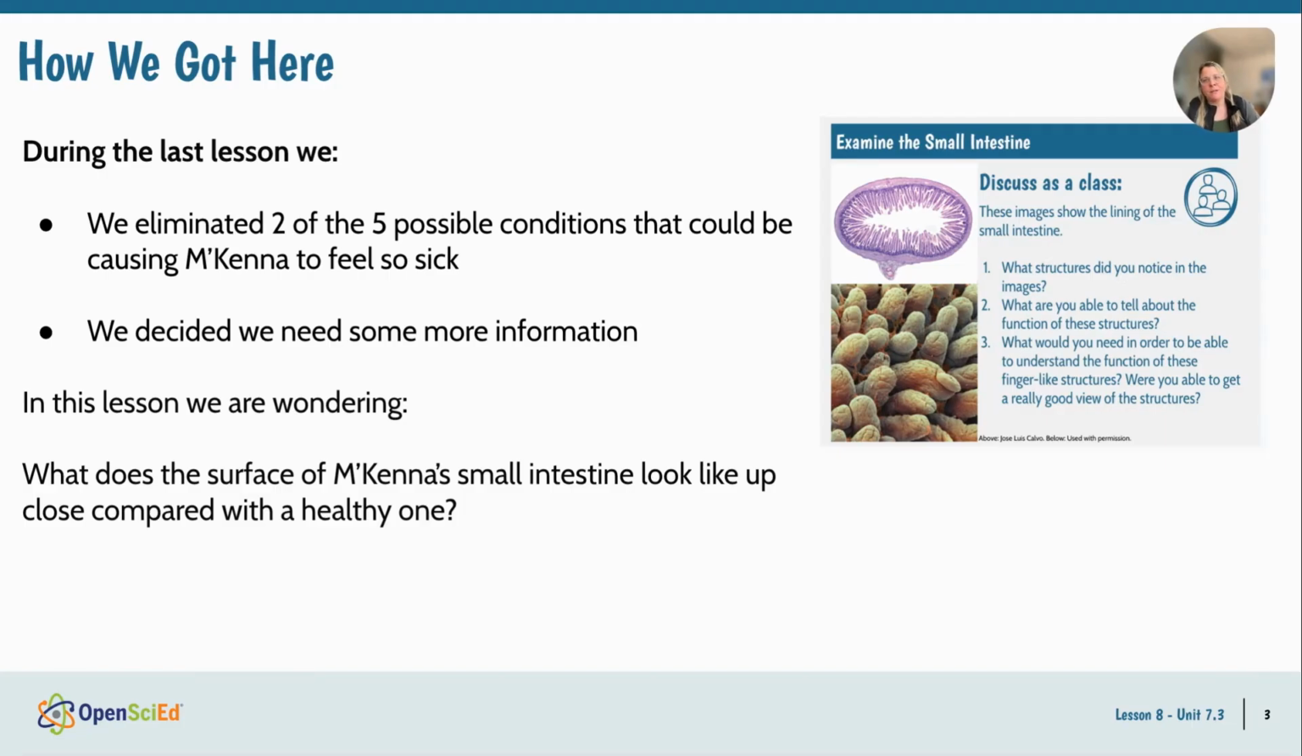During the last lesson, we eliminated 2 of the 5 possible conditions that could be causing McKenna to feel so sick, and we argued from evidence why these 2 conditions couldn't be what's making her ill. We then decided we needed some more information because during the assessment task, we noticed some words like villi that we didn't have answers to. So this leads us to wonder, what does the surface of McKenna's small intestine look like up close compared with a healthy one? Because we got some of that information out of the assessment.